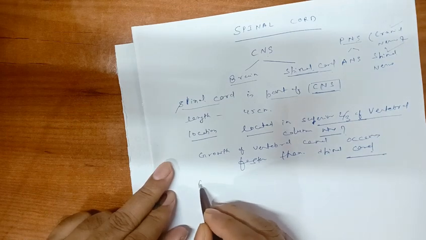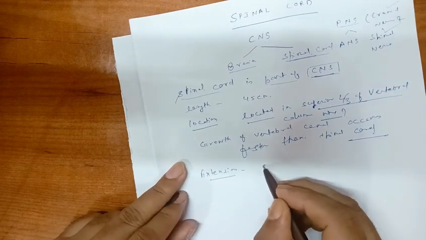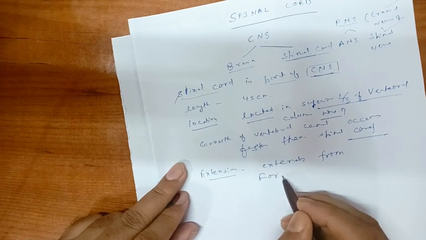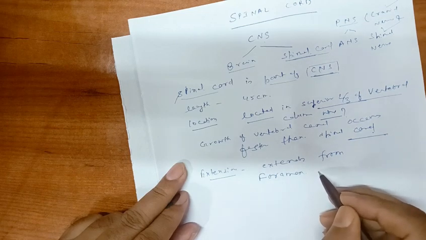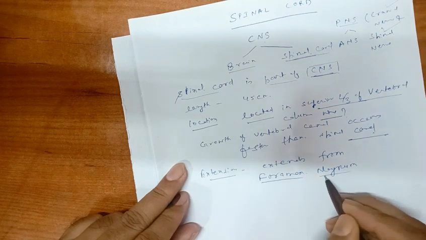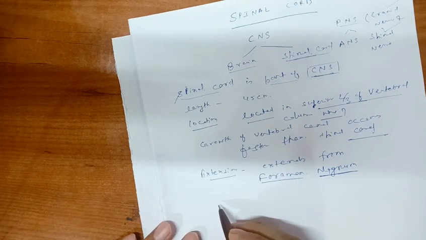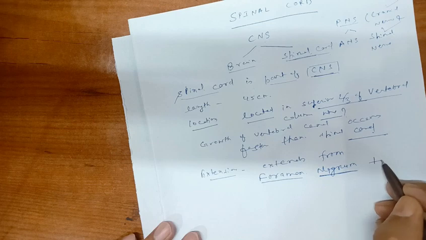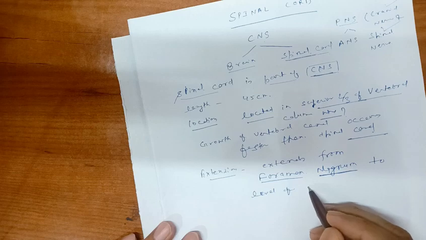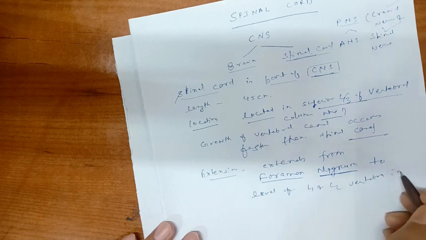Now, what is the extension of the spinal cord? It extends from a large opening in the base of the skull, that is called the foramen magnum. There are different openings in the base of the skull, and the large opening is called the foramen magnum. It extends from the foramen magnum to the level of the L1 and L2 vertebra in adults.